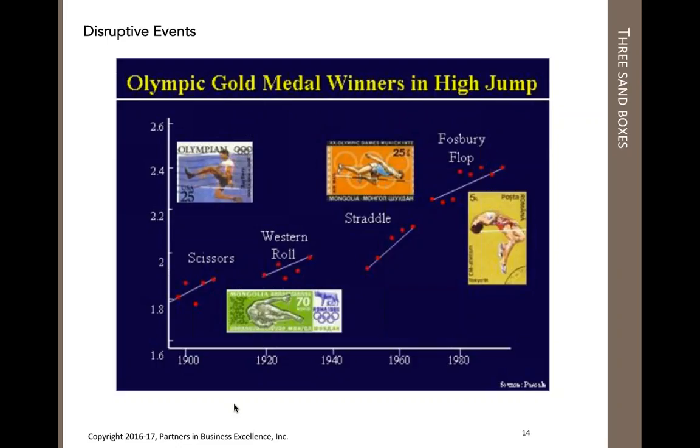And then the Western roll migrated to a straddle, again a significant discontinuity. And finally, in the 80s, another discontinuity called the Fosbury flop. And you can see that these lines will never intersect if he was primarily doing Kaizen type incremental improvement. Okay, so go to the next slide, Mike.